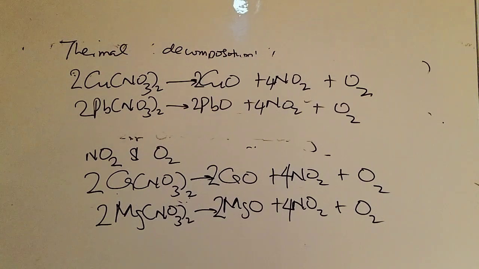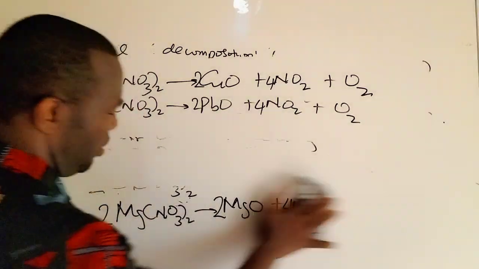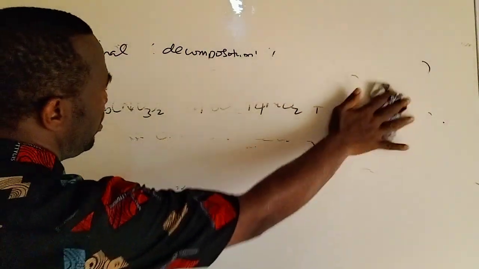So you see the way group 2 nitrates, or divalent nitrates, decompose, different from the group 1 nitrates that give you their dioxonitrate(III) and oxygen gas. So the third kind of salt we want to look at are the hydrogen carbonates.